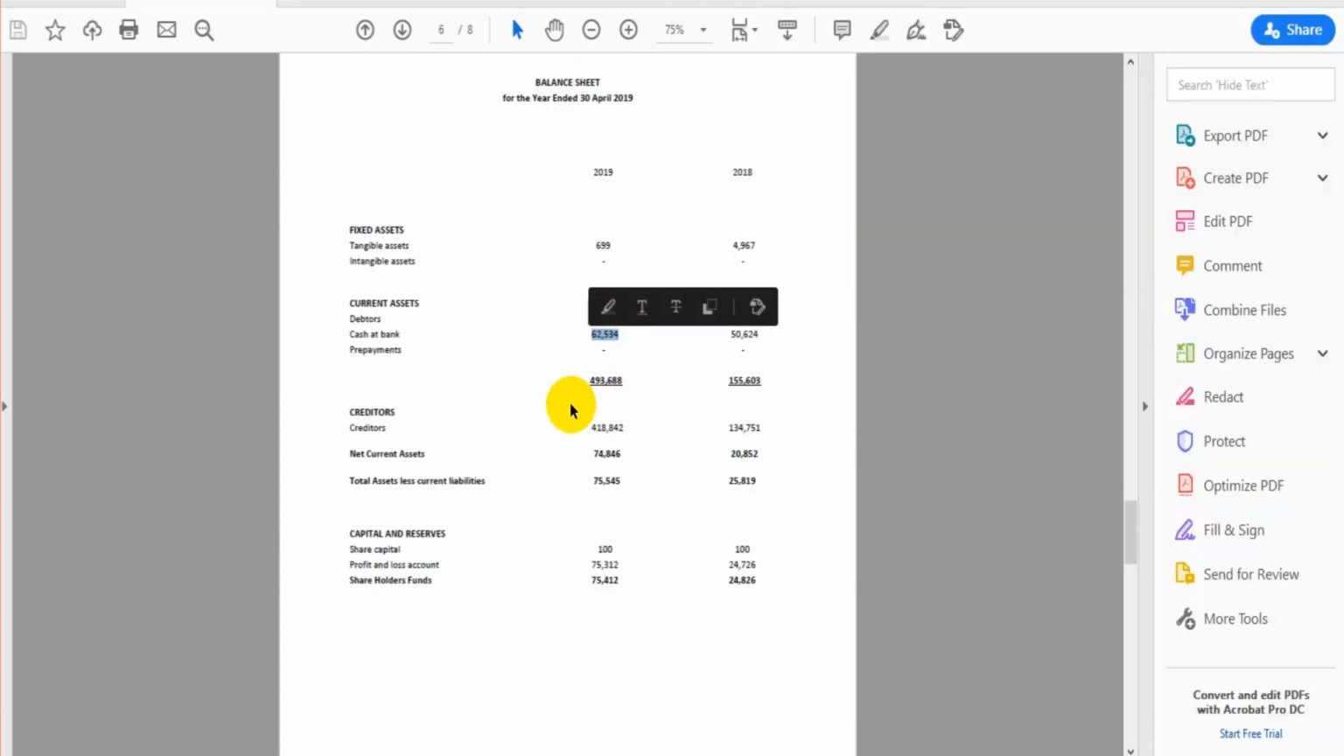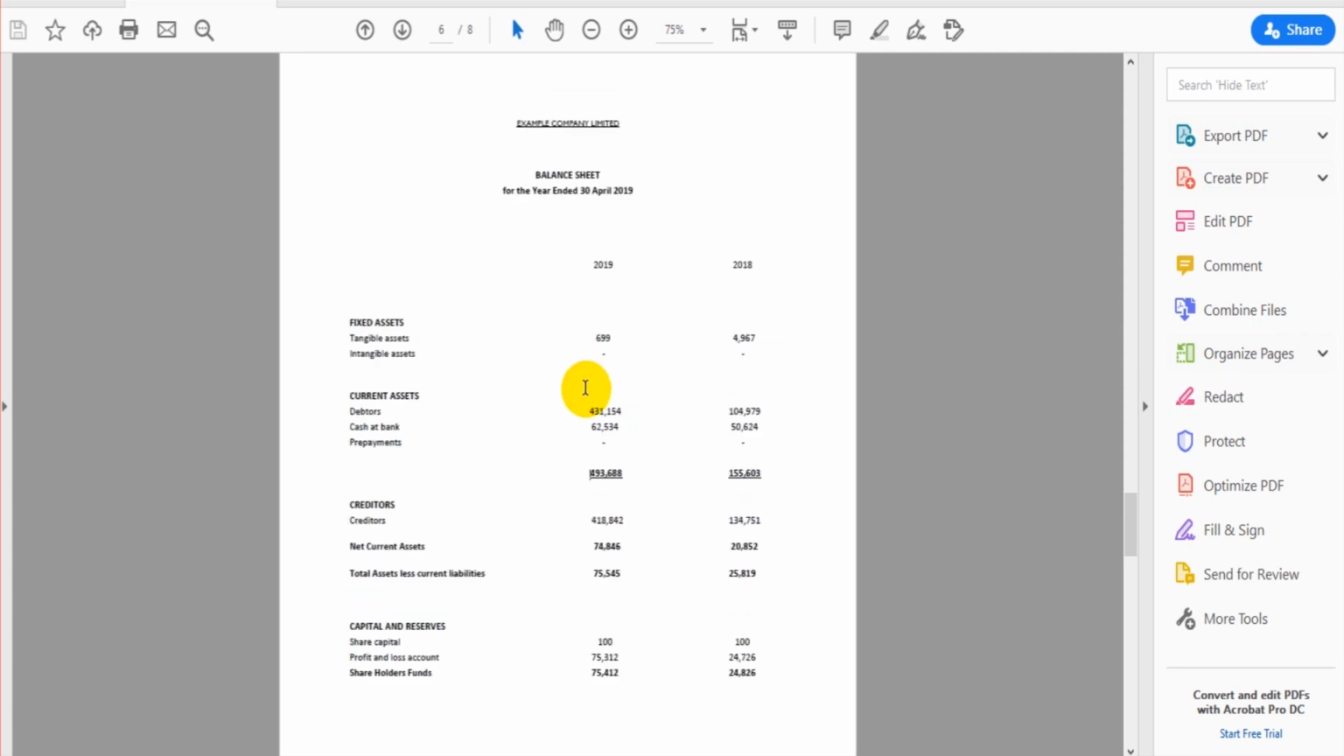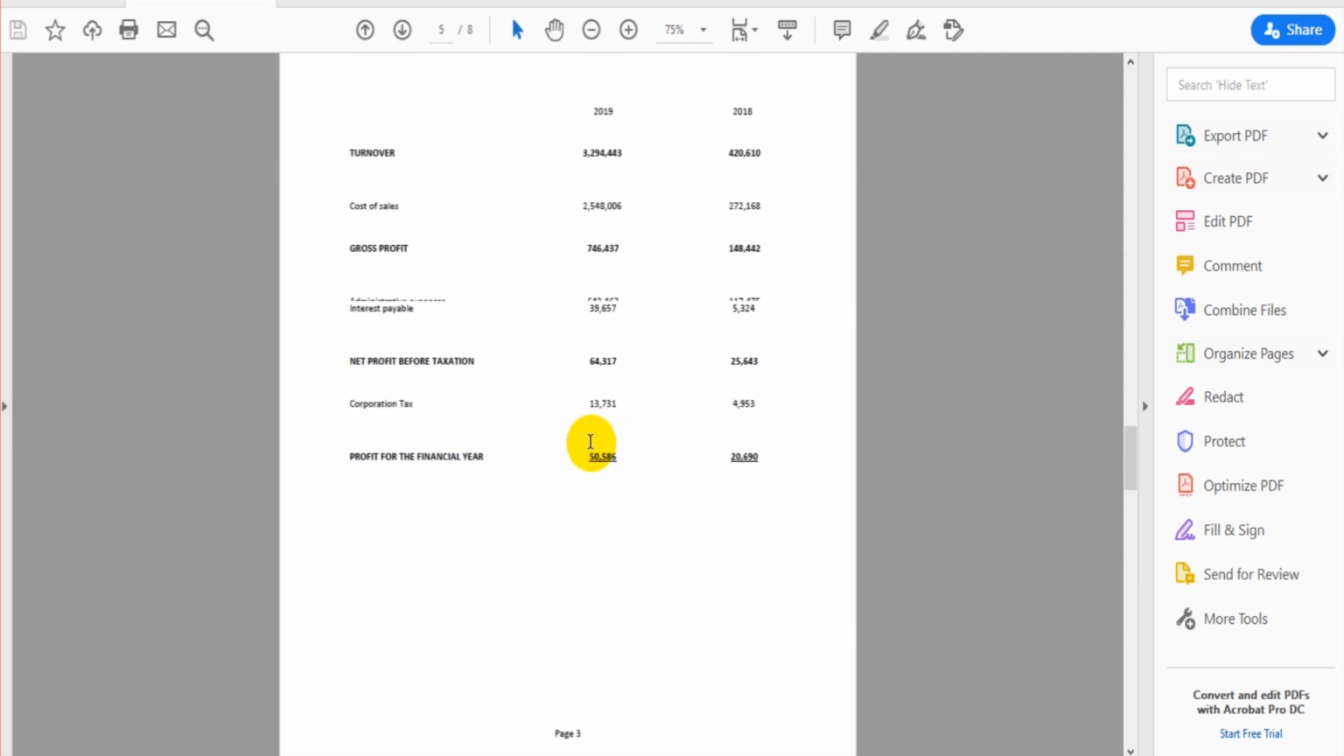We have cash at bank. Now, cash at bank is a real interesting figure to look at, because we can compare that to the cost of sales and the admin expenses of the company. And we can actually see if the company has the cash in order to meet its financial obligations. So if we look at 62,534, that's the cash in bank.